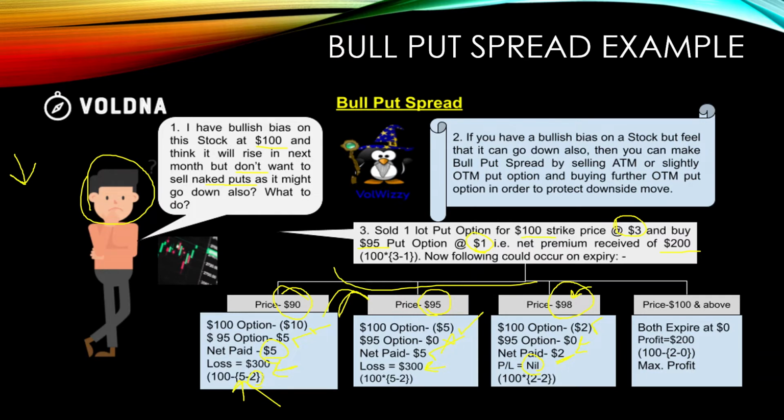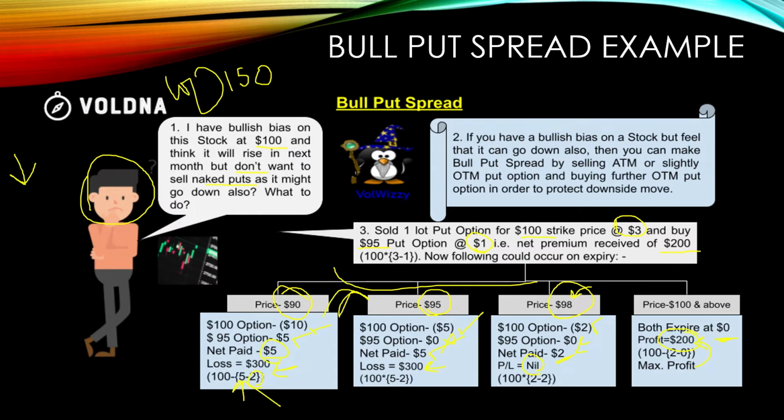What would happen if he predicted it right and the stock rallies? In case the stock rallies, whether it is $100, $110, or $150, it doesn't matter. His profit will be limited to the option premium collected, that is $200, because if the stock remains above $100, both the options will expire at $0 and the max profit would be the option premium collected.